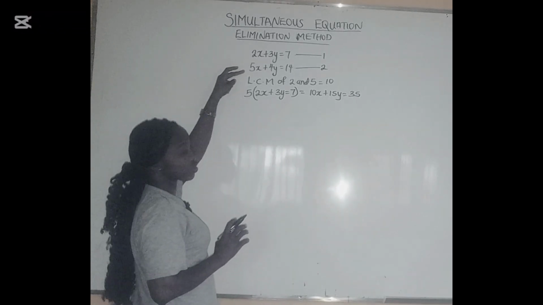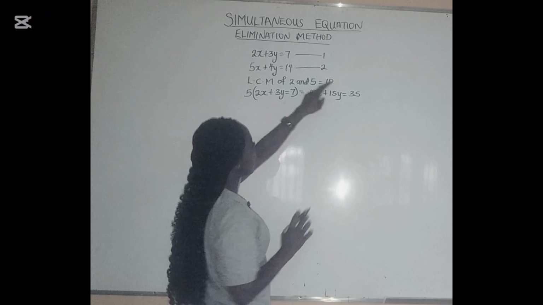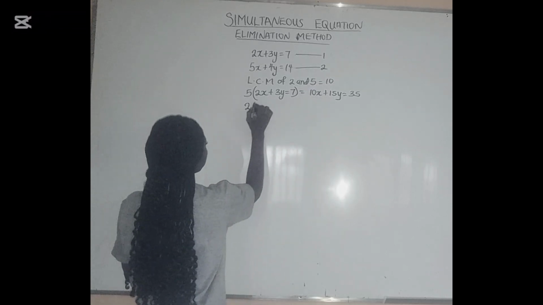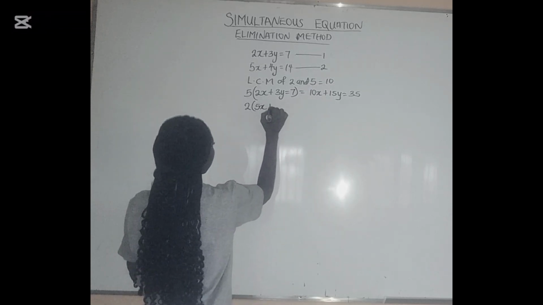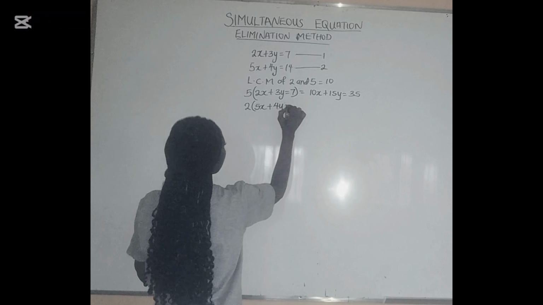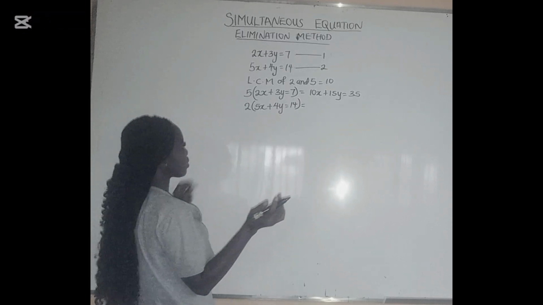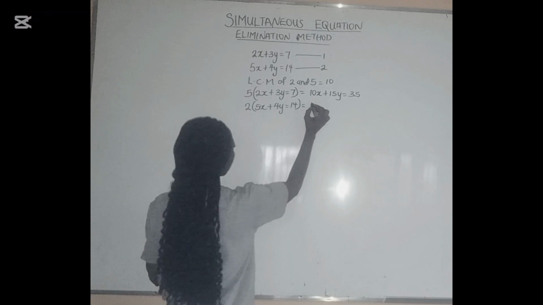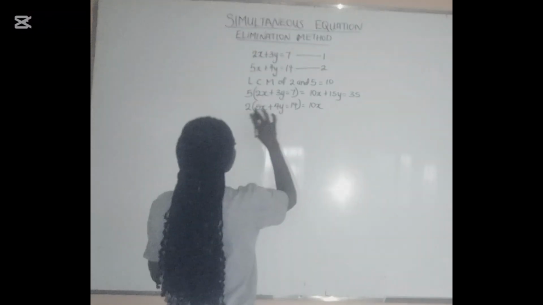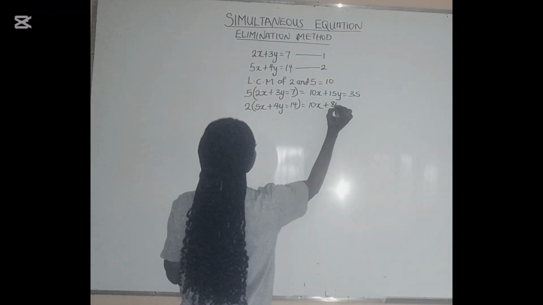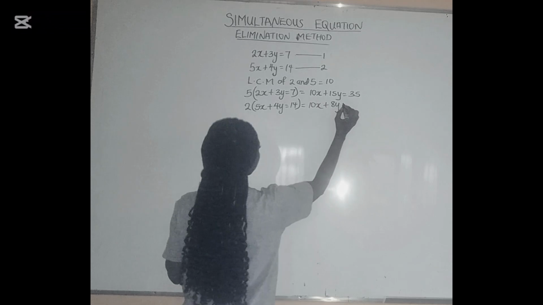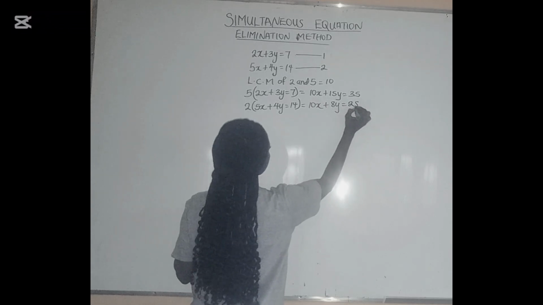Now let me go to equation 2. 10 divided by 5, I'll have my 2. Then I have my 5x plus 4y equal to 14. So I'm going to open up my brackets. 2 times 5 gives me 10x. 2 times 4 is 8y. And 2 times 14 is 28.